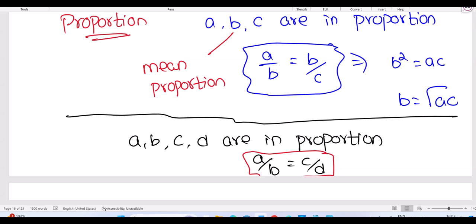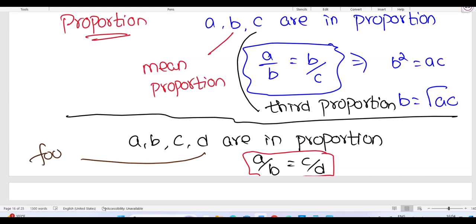For that middle one, you need to calculate the square root of A into C, the square root of the product of those two values given in the question. That is mean proportion. C is called third proportion, for information. Can anyone say what D is now? D is fourth proportion.